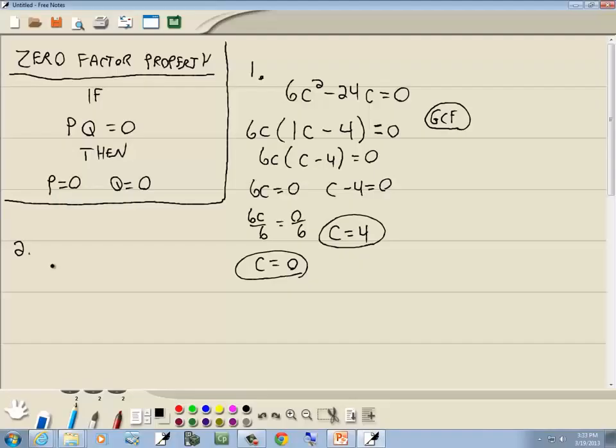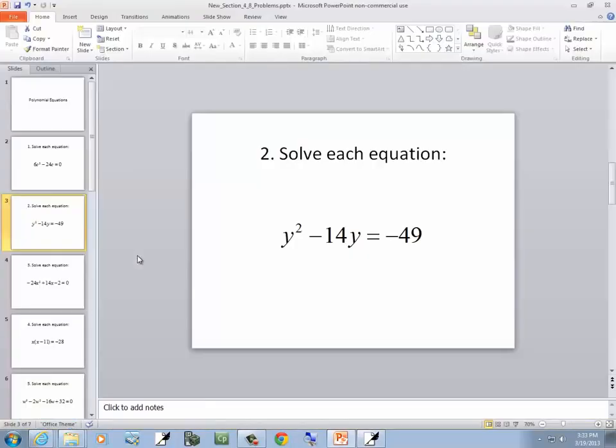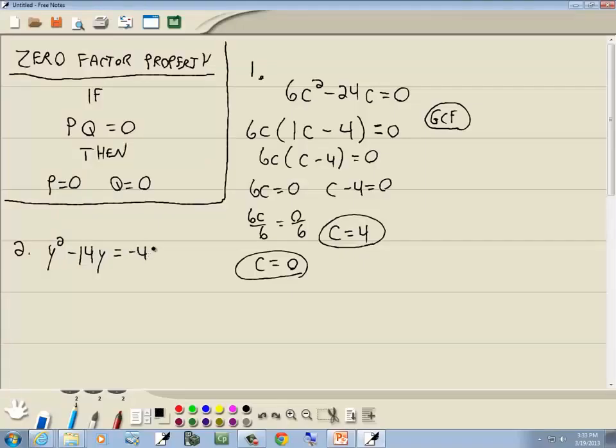Okay, problem number 2. We've got y squared minus 14y equals negative 49. And we want to use the same property. Instructions are to solve. And when it's more than a linear equation, where you have second power, third power, and above, use the zero factor property. Try to get 0 on one side, try to factor it. If that doesn't work, there are some other techniques we'll see later on.